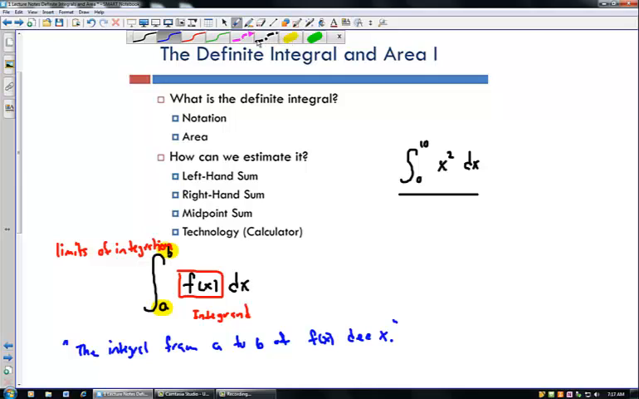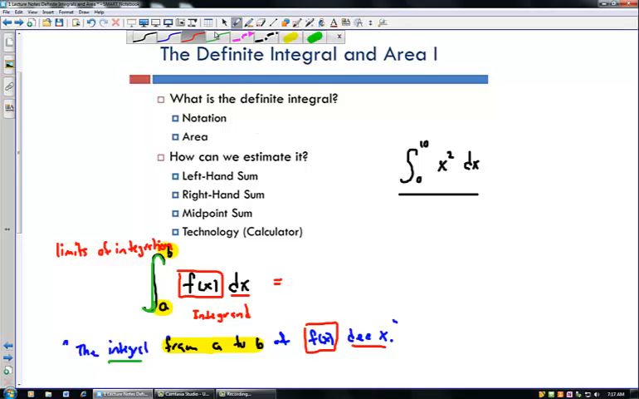So the integral sign, let's use green. When I see that, it really corresponds to this elongated s. And then from a to b, of course, we've already highlighted those with yellow. So from a to b means from a to b. And then of f of x, we put in red. And of course, the dx on the end is right here. So the integral from a to b of f of x dx. So over here we have the integral from 0 to 10 of x squared dx. And what does this mean?